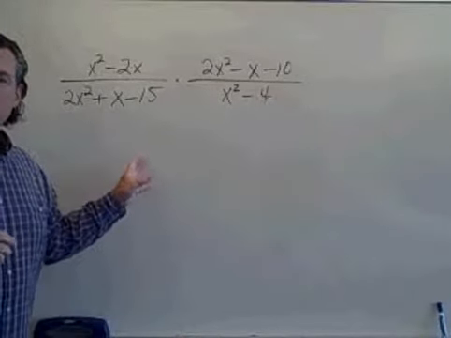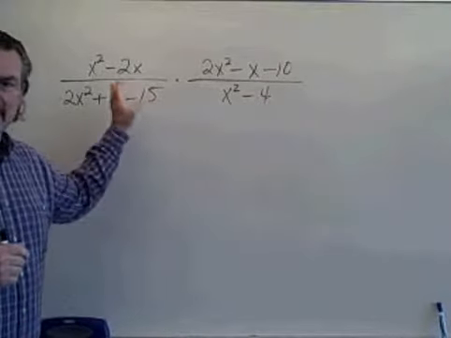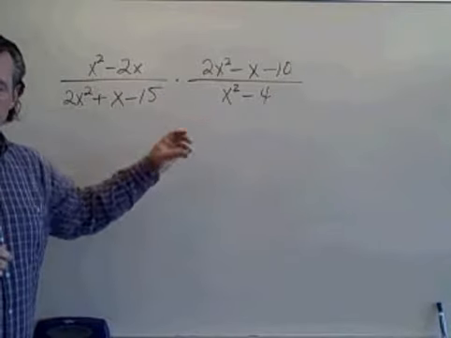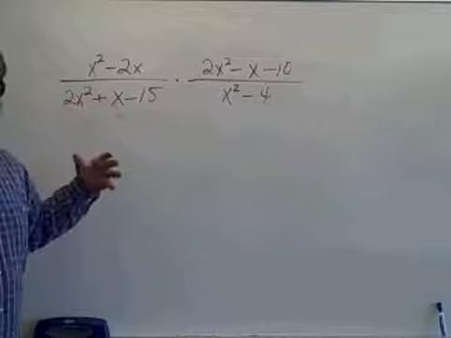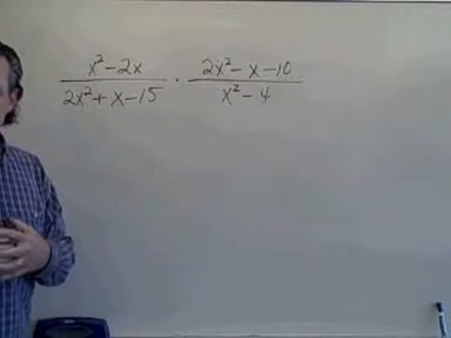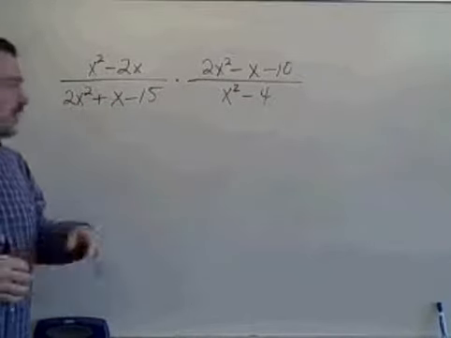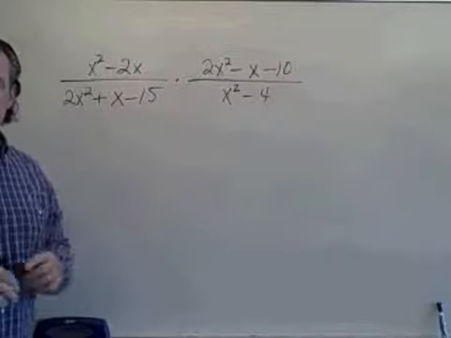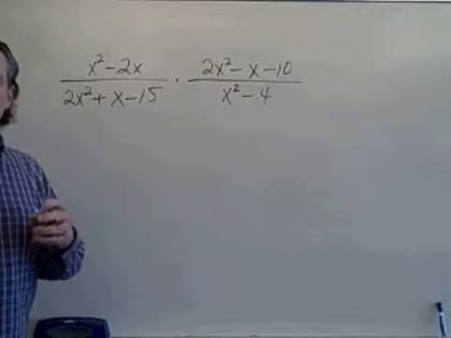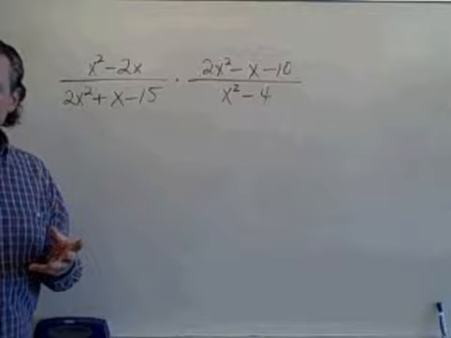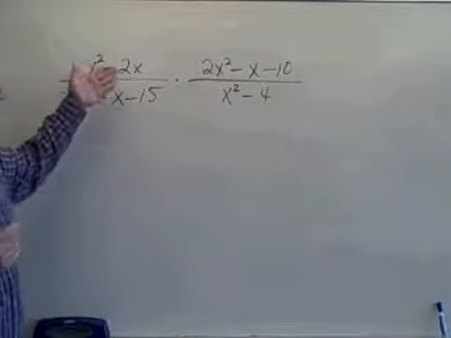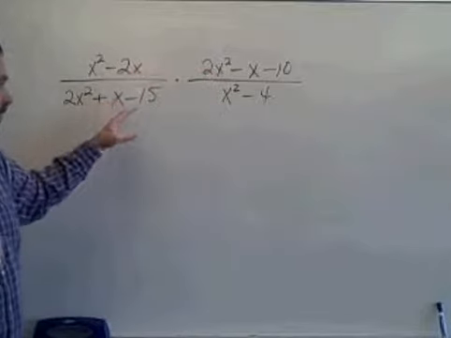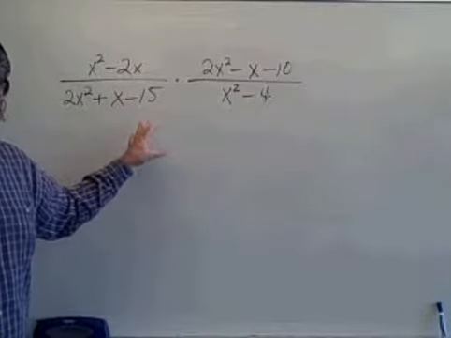In this problem, we are looking at multiplying these two rational expressions. A rational expression is a fraction in which the numerator and/or denominator contain polynomials. So in multiplying these two rational expressions, what we want to do first is what we always do when we multiply fractions. We want to try to cancel any common factors in the numerator with common factors in the denominator.